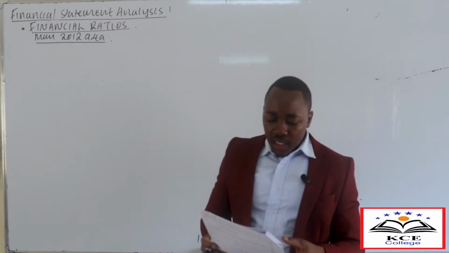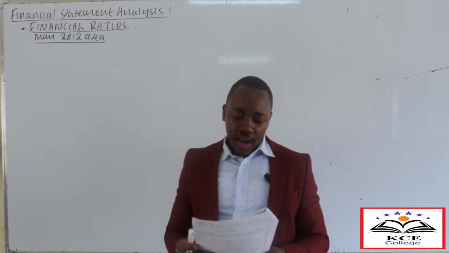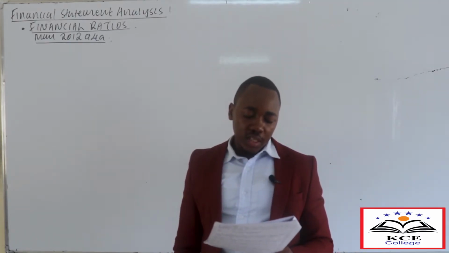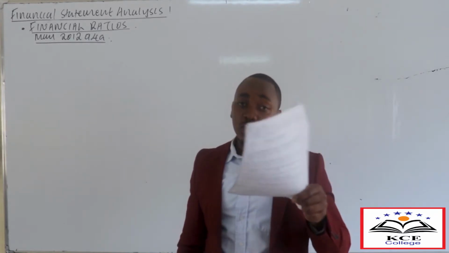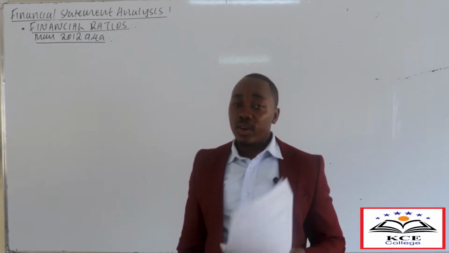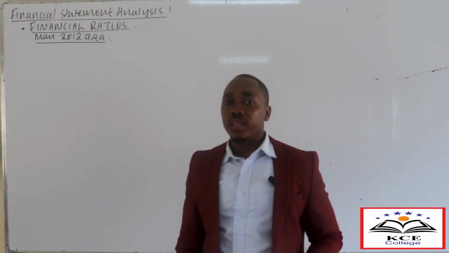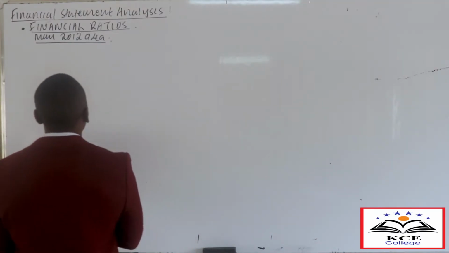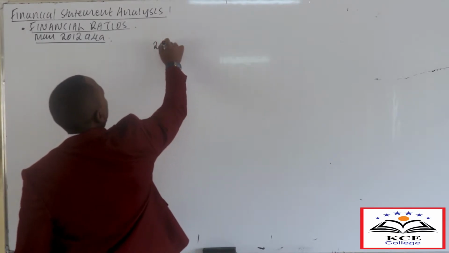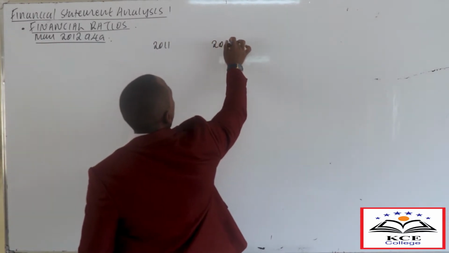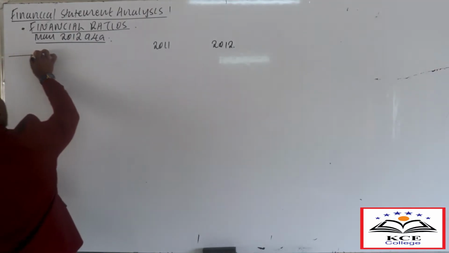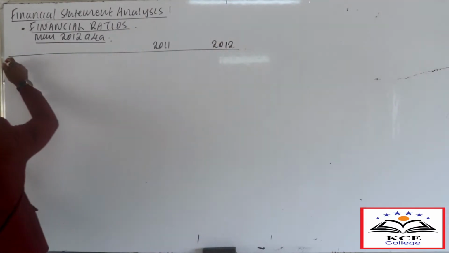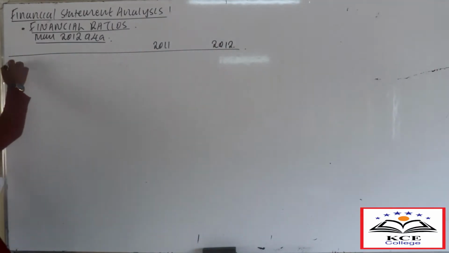The total debt ratio for year 2011 and 2012. The total debt ratio. That's the debt ratio. That's not the debt to equity ratio. That's the total debt ratio. And how do you get the total debt ratio? We'll say that you take the total liabilities over the total assets. So in this case, we have two financial years. We have 2011. Also, we need to compute for 2012. And number one, the requirement is the debt ratio.